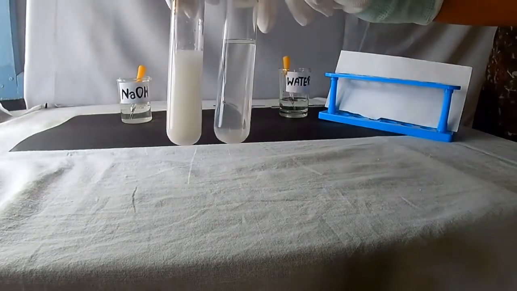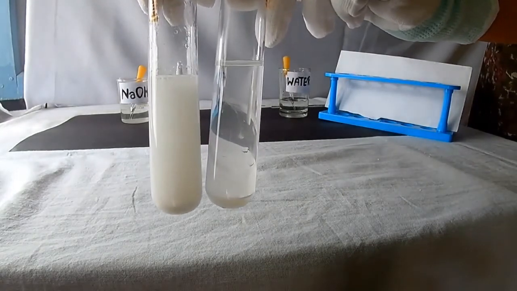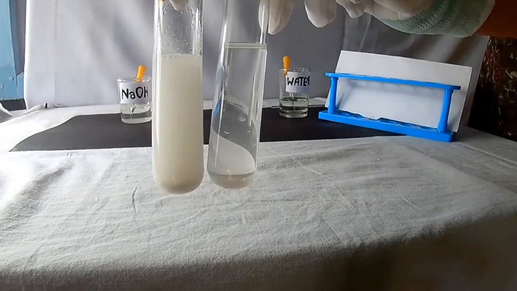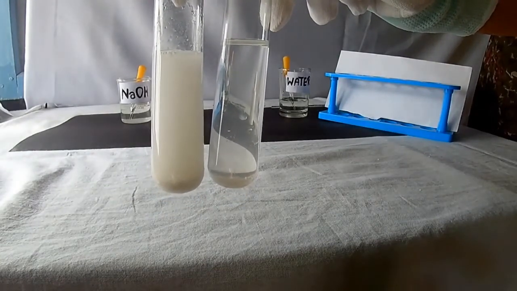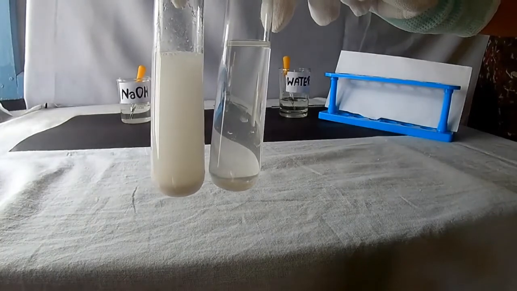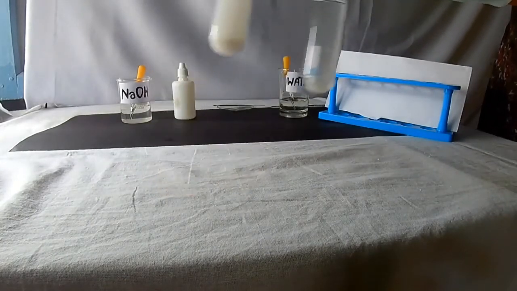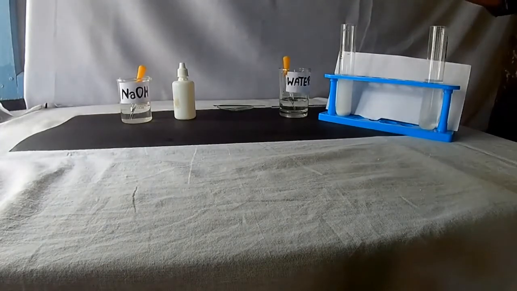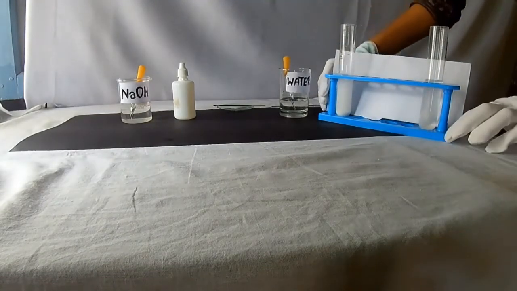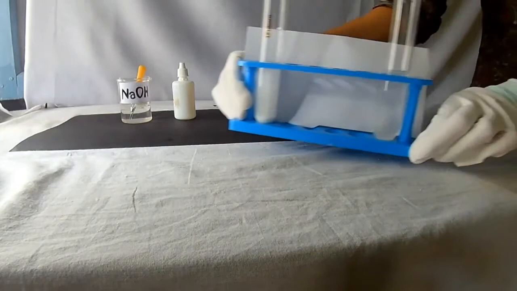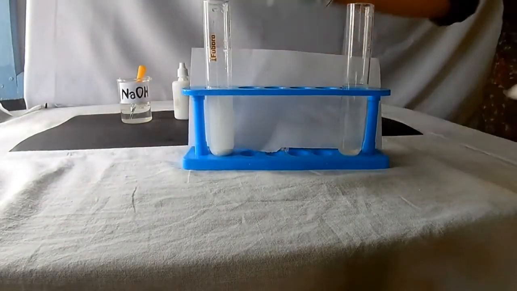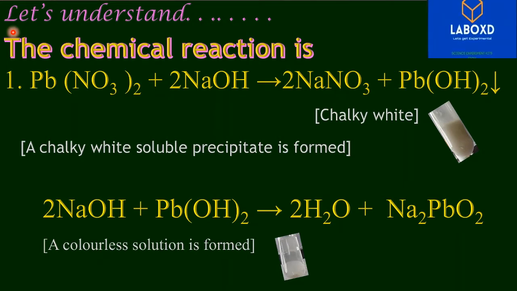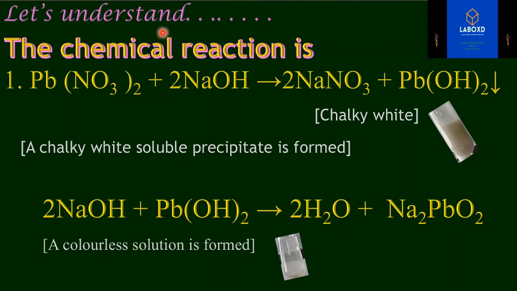Compare both. Lead nitrate forms a soluble precipitate with excess sodium hydroxide and insoluble chalky white precipitate with ammonium hydroxide. Let us understand.